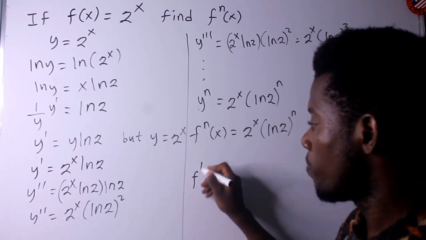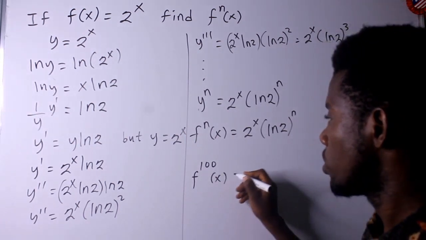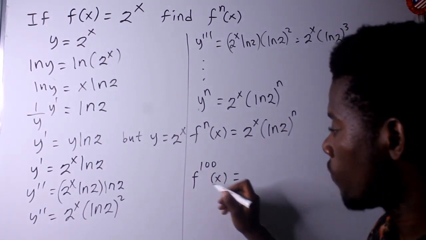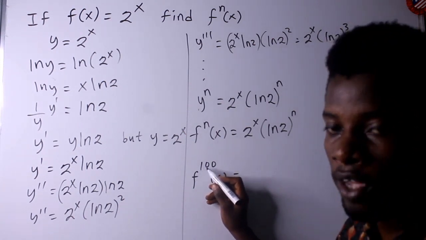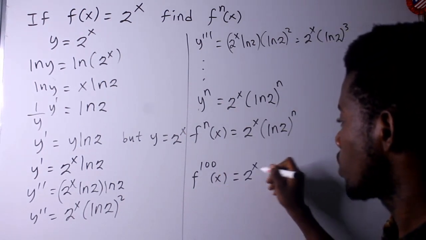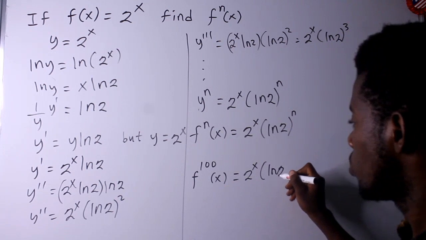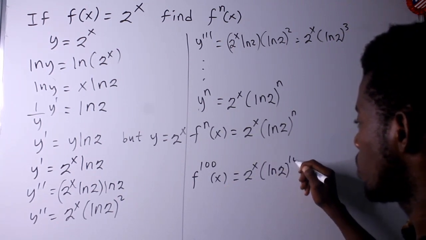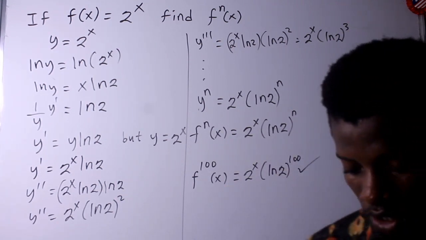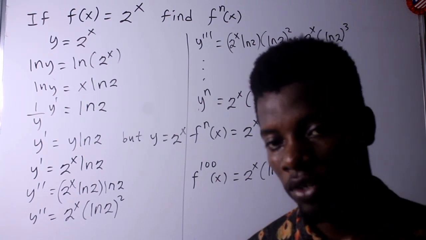For example, if we want to find the 100th derivative of this function, we have f^(100)(x), meaning the 100th derivative of f of x, is equal to 2 raised to the power of x times ln of 2, all raised to the power of 100. This will be the 100th derivative. You can find the 50th derivative, 40th derivative, and so on.